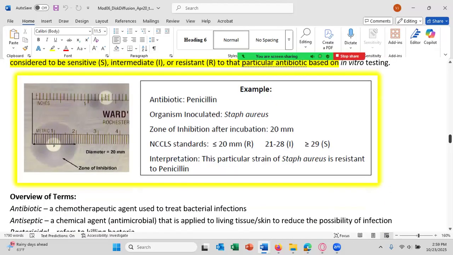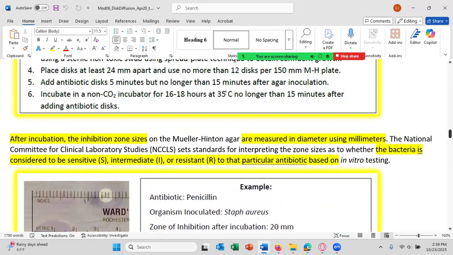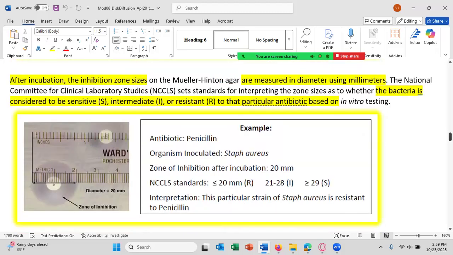So that's how you determine if a species of bacteria is sensitive to a particular antibiotic. You grow it up using the Kirby-Bauer diffusion method, then you measure the diameter and then compare that diameter of the zone of inhibition to the table set up by NCCLS, if I got that right. Yep, I did. Any question about that?